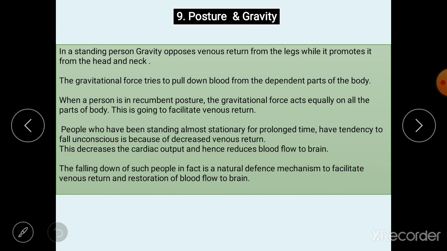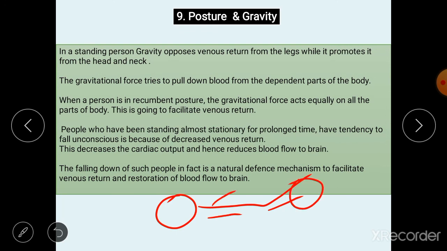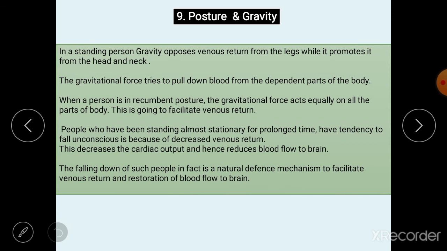Also, if somebody is experiencing decreased blood pressure or decreased venous return, the person is asked to lie down with a pillow under his legs. If you raise the legs above the level of the heart, it increases the venous return towards your heart. So this is the effect of posture and gravity on the venous return.